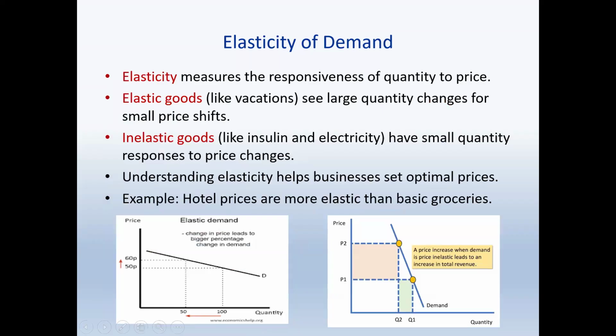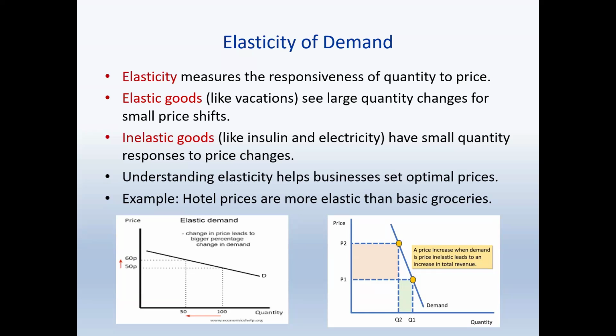When we talk about demand, it's also important to talk about elasticity. Elasticity measures the responsiveness of quantity to price. Elastic goods are goods that we typically don't need and often have multiple substitutes that are similar. When the price of an elastic good changes, we see a big change in quantity. For example, if the price of an airline ticket to the Bahamas increases, it's likely that some people choose to go somewhere else because there are many substitutes to the Bahamas. They might go to Aruba instead or Key Largo.